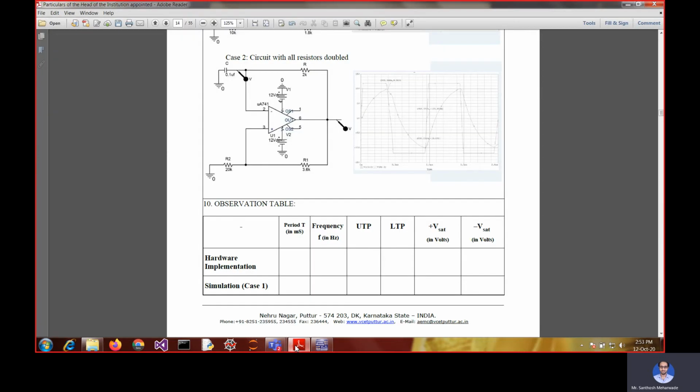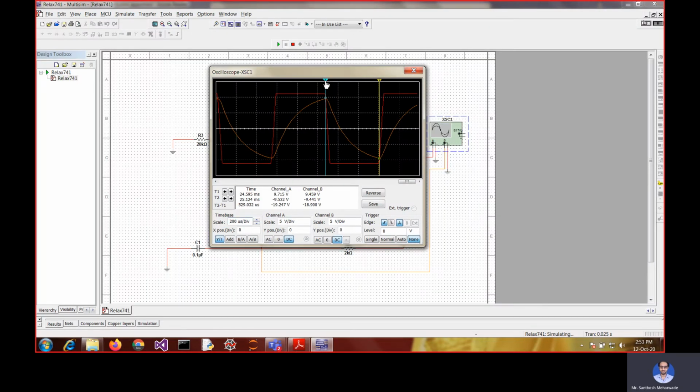The next one, calculate the plus Vsat and minus Vsat. Keep it on this side, and this is the saturated voltage. The square waveform is channel A. You can see that channel A, with respect to T1, is 11.114 volt, positive, and similarly for the negative, channel A gives minus 11.114. So this is the plus Vsat and this is the minus Vsat. This is about how to do the simulation of a relaxation oscillator.